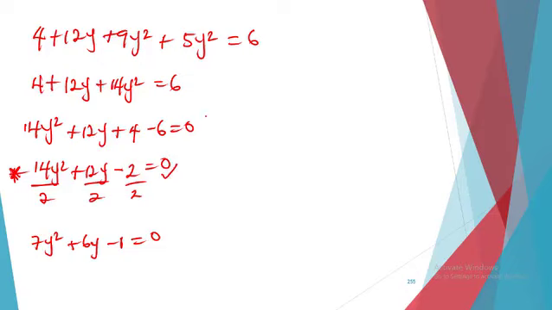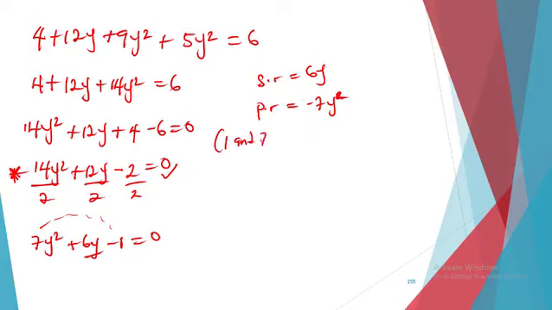So let us solve this using factorization method. Our sum of roots is 6y, and our product of roots is the first term times the last term, which is minus 7y squared. So what are the products of 7, 1 and 7?